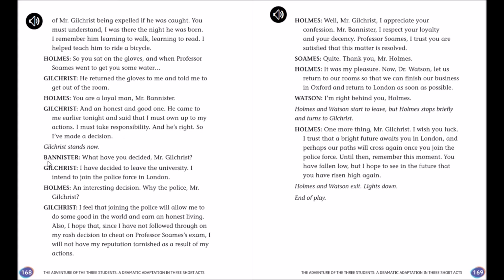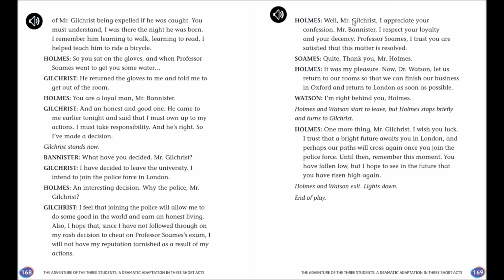Gilchrist stands now. Bannister: What have you decided, Mr. Gilchrist? Gilchrist: I have decided to leave the university. I intend to join the police force in London. Holmes: An interesting decision, but why the police, Mr. Gilchrist? Gilchrist: I feel that joining the police will allow me to do some good in the world and earn an honest living. Also, I hope that, since I have not followed through on my rash decision to cheat on my Professor Holmes exam, I will not have my reputation tarnished as a result of my actions.